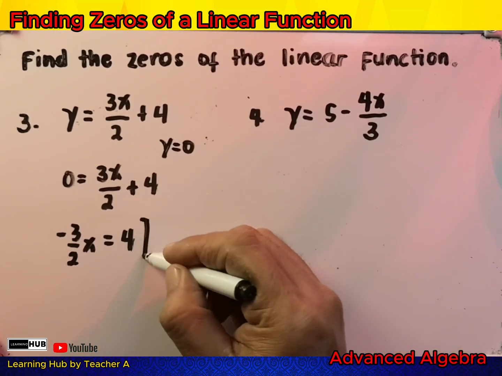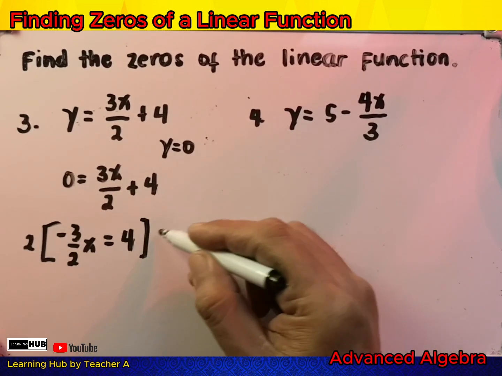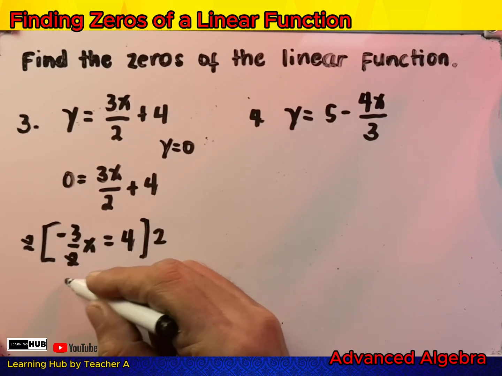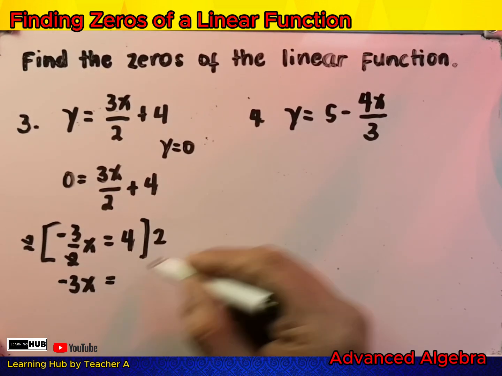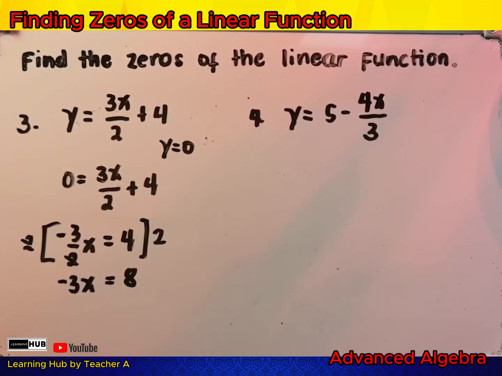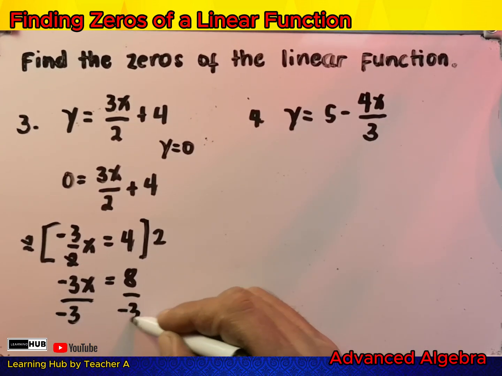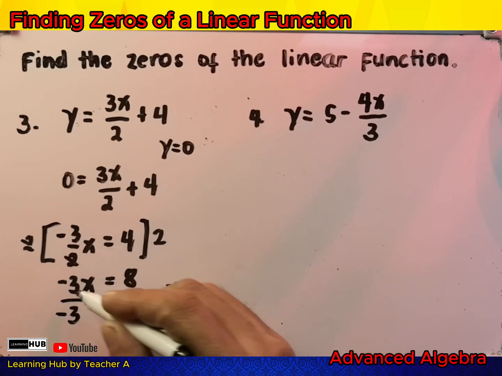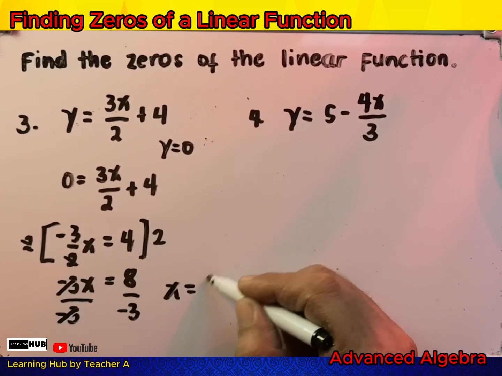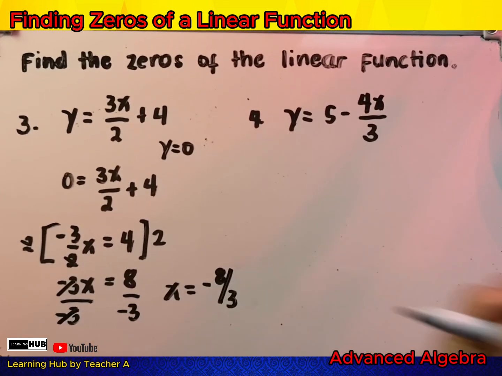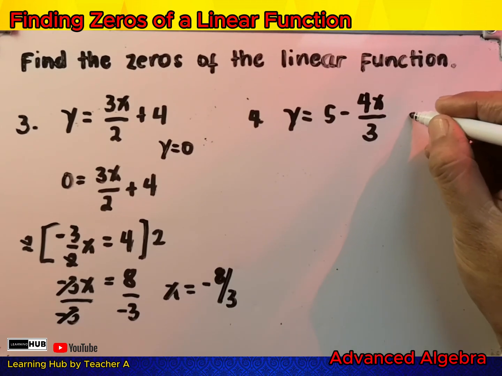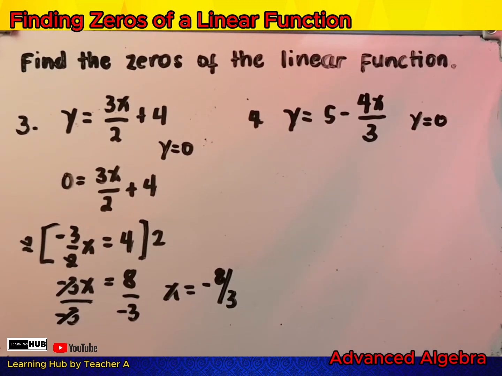Then multiply both sides by 2 to remove the denominator here. So negative 3x is equal to 8. Divide both sides by negative 3. So our zero is equal to negative 8 over 3.